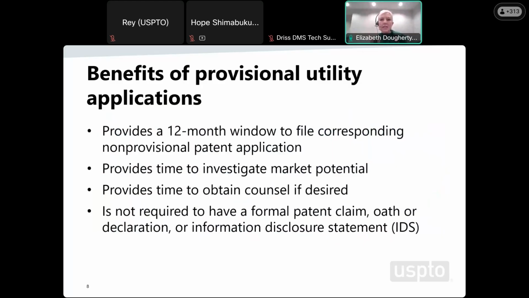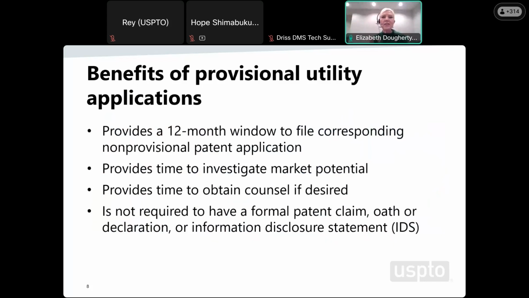It lets you begin to use the term patent pending. Allows you to begin talking to others, whether those are potential customers, potential funders. It allows you to begin talking to them about your idea with something on file with the office that can form the basis of what we hope results in a US patent.